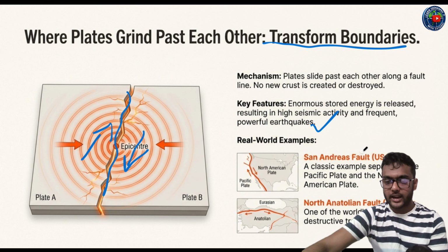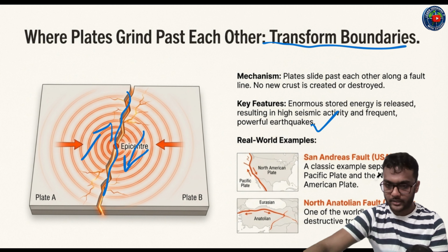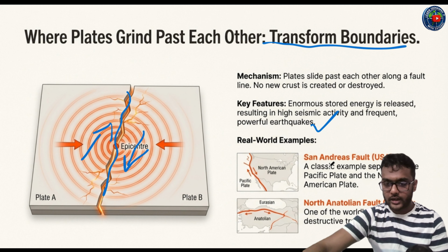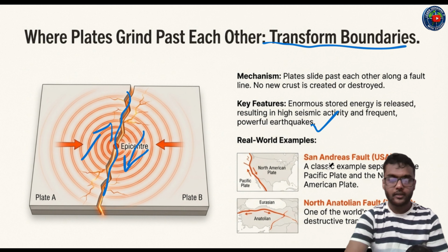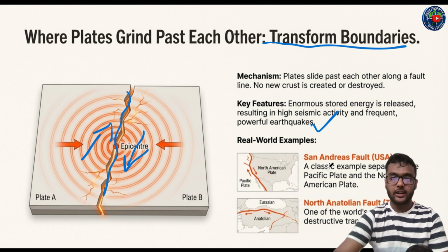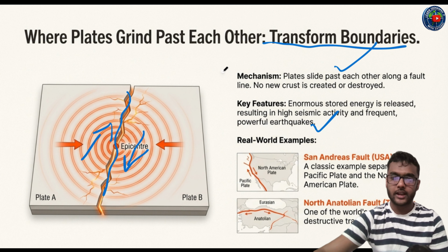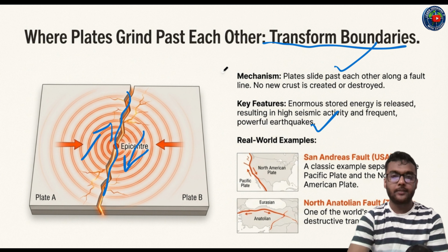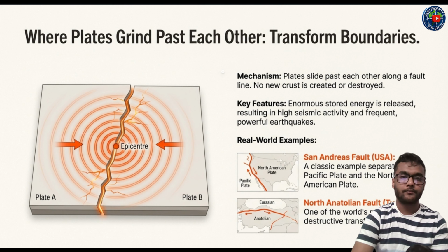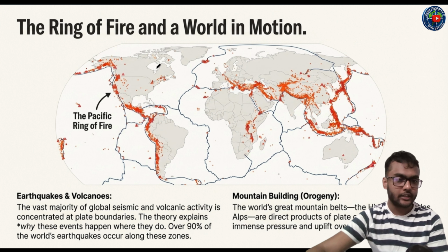The San Andreas Fault is created by the Pacific plate and the North American plate, and the North Anatolian Fault is one of the world's most active and destructive transform faults. So we get three boundaries: first divergent, then convergent, then transform boundaries, and each boundary creates different kinds of landforms due to plate movement, that is plate tectonics.